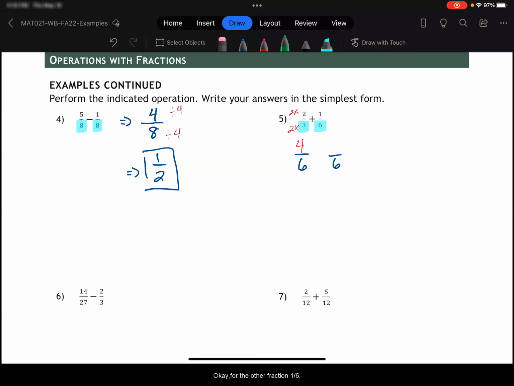Okay, for the other fraction, 1/6, you didn't really have to do anything to get to the 6. You could say that you multiplied by 1, and if I did that to the denominator, I do the same thing to the numerator, so 1 times 1 is still 1. And then we're going to add our fractions. Keep our denominator, which is 6, and 4 plus 1 would give me 5. Can't do any simplifying, so our final answer there will be 5 over 6.